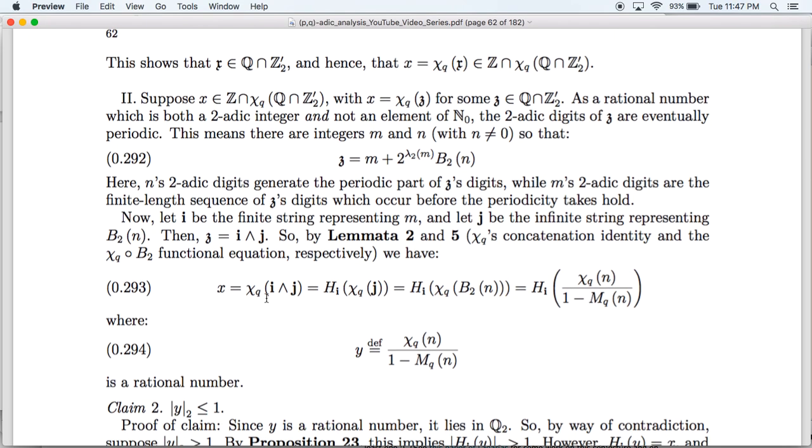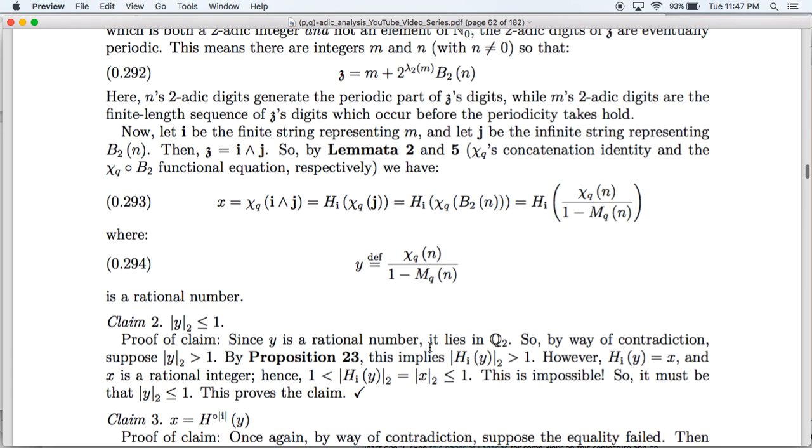X equals chi q of I wedge j, which is h_I of chi q of j, which is h_I of chi q of b2 of n, which is h_I of chi q of n divided by 1 minus m q of n. So now let's set this number to be y. This is going to be a rational number.